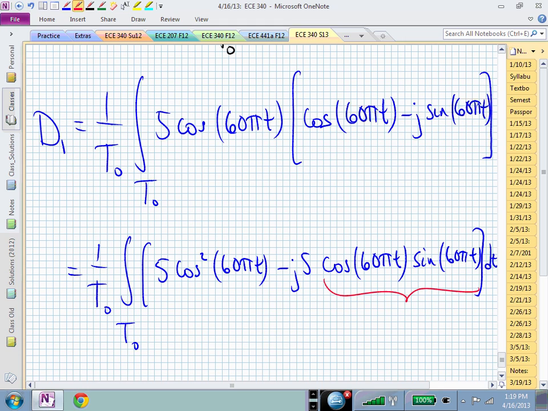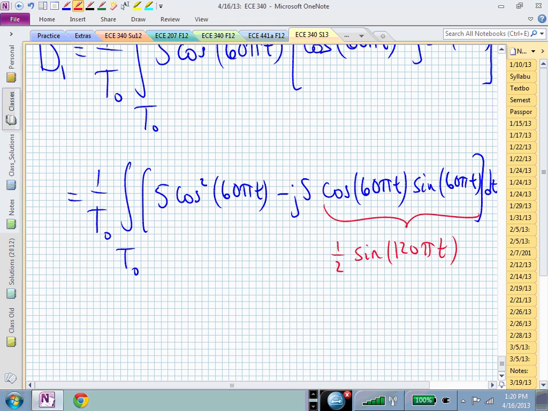Now I need to go back to my elementary school trigonometry class and remember this expression. Cosine A sine A is 1/2 sine 2A, right? So this is now 1/2 sine of 2A, where A was 60 pi t. I still have that 5 to keep track of. But what happens when I integrate a sinusoid of twice the frequency over 1 fundamental period? That gives me 0 again. This piece, when integrated over that interval, is going to give me 0.